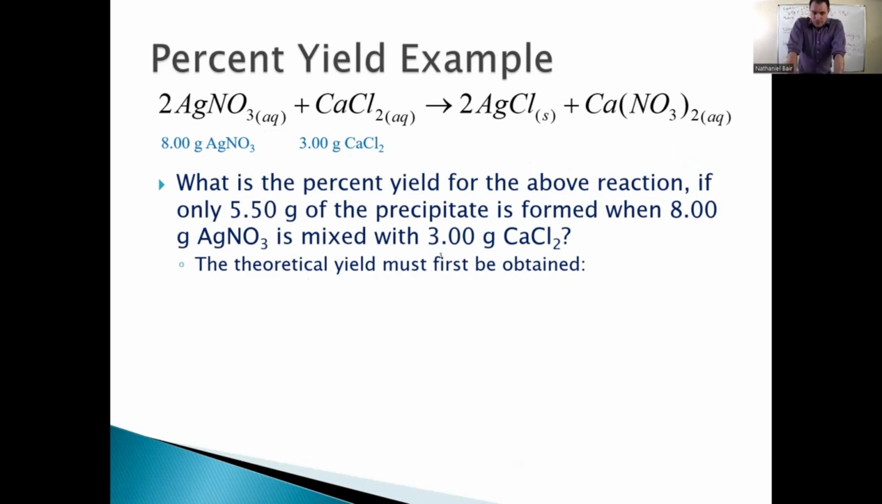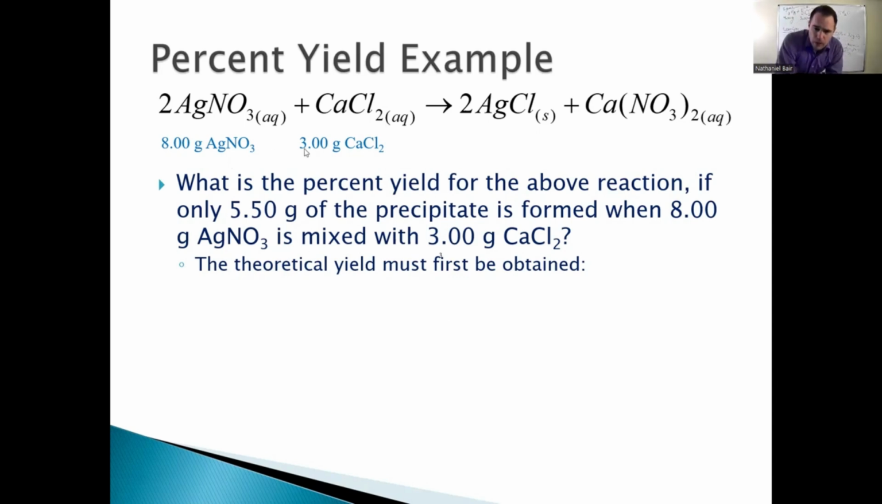Compound, other compound, other compound. Ooh, something in the chat. Double replacement. That's right, Elliot. Very good. Thank you. Yeah, double replacement reaction, right? Silver now with chloride, calcium with nitrate. We're going to talk a lot about double replacement reactions tonight. We get into precipitation reactions and the solubility rules. But anyway, let's not get ahead of ourselves.